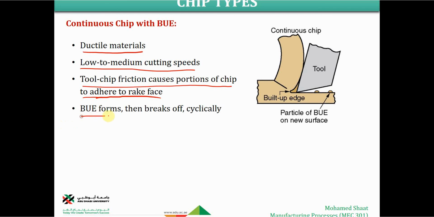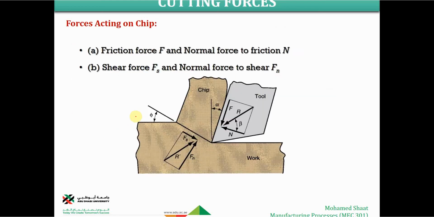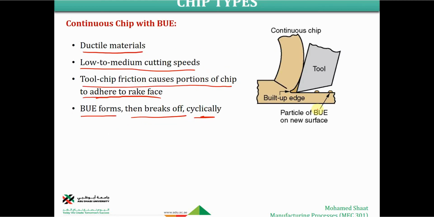So the build-up edge forms then breaks off quickly, cyclically, it means that the process is repeated. We do have one of the things to avoid the formation of the build-up edge. The build-up edge is formed only in case that we have a continuous chip. And this is basically what happens for ductile material, and when we perform the cutting operation at low or medium cutting speed.